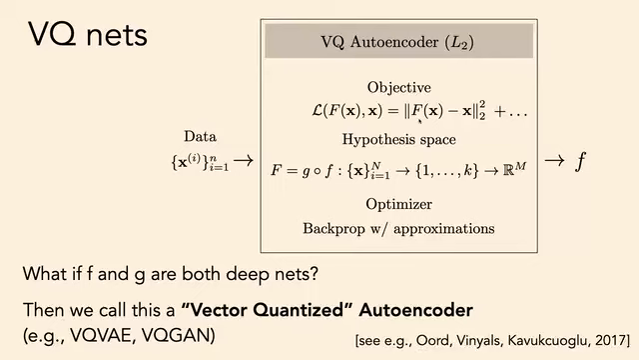I'm trying to learn an encoding into a set of integers and a decoding that minimizes reconstruction error. And both little f and little g are going to be deep neural networks. Okay, so you can read up on exactly how that method works, but it's kind of just k-means with deep nets.